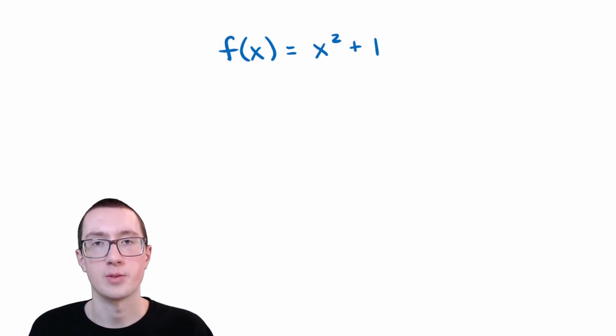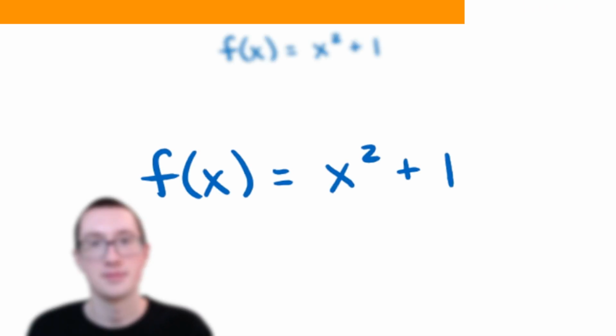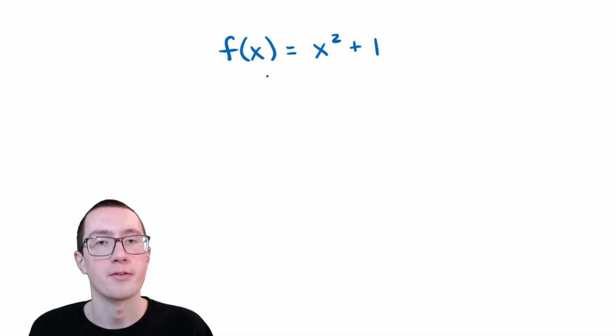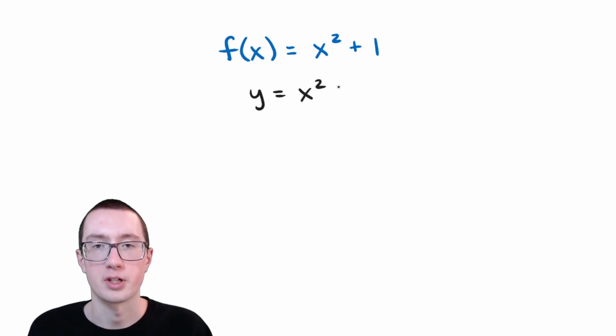All right, here's another example. If you want to try this one out for yourself, go ahead and pause the video and do it, and then unpause and see how you did. So just like before, we need to swap out f of x for y so that we can swap the letters around. So we're going to have y equals x squared plus 1. Then we need to swap x and y. So y is going to turn into x equals x squared is going to turn into y squared plus 1.